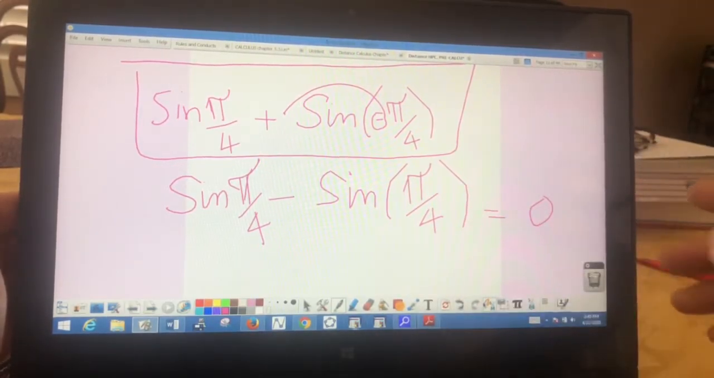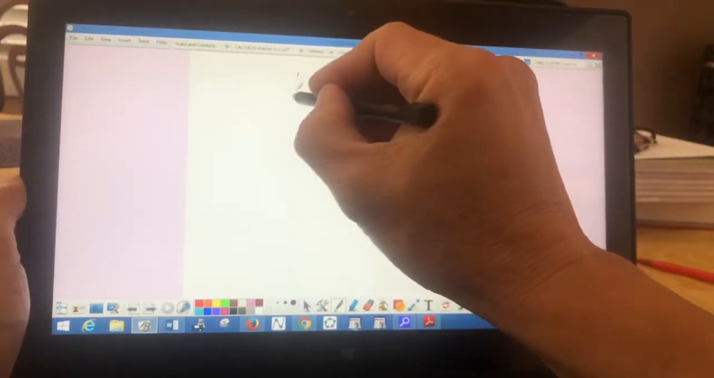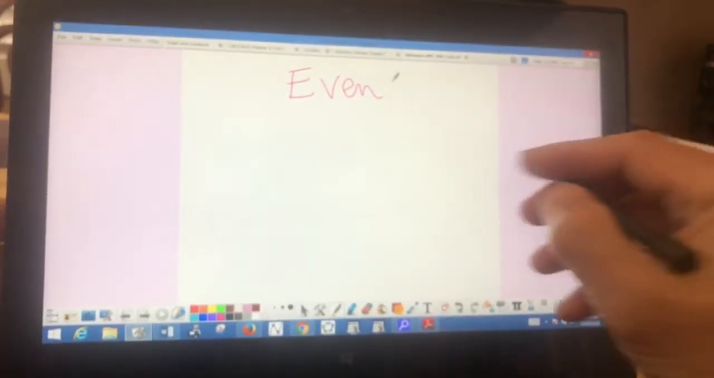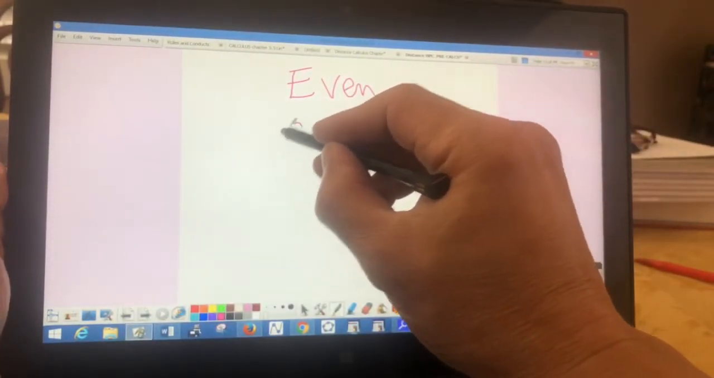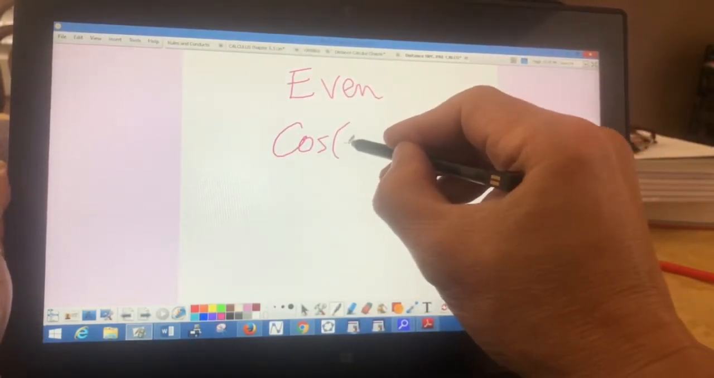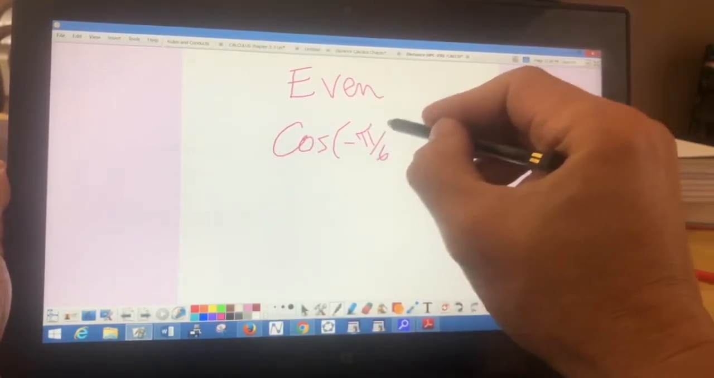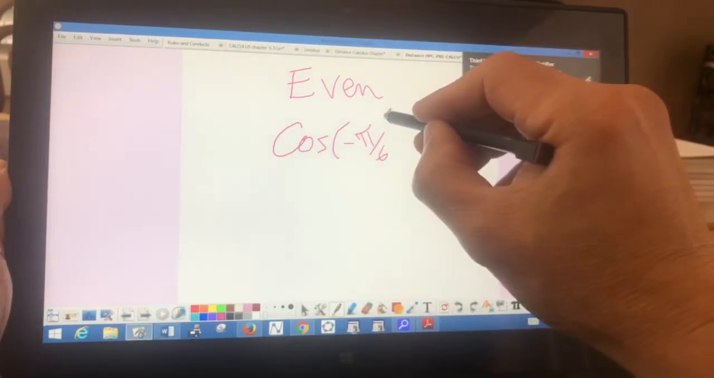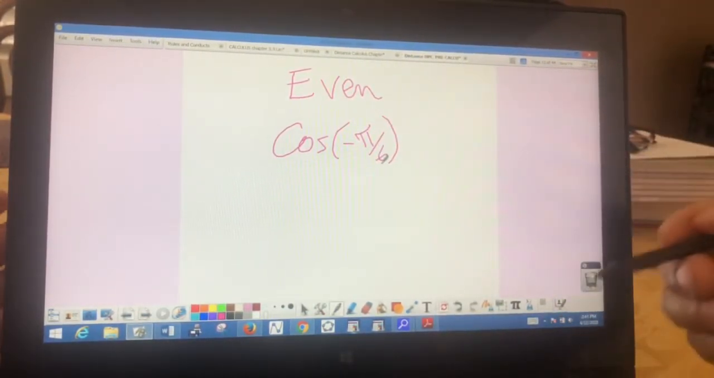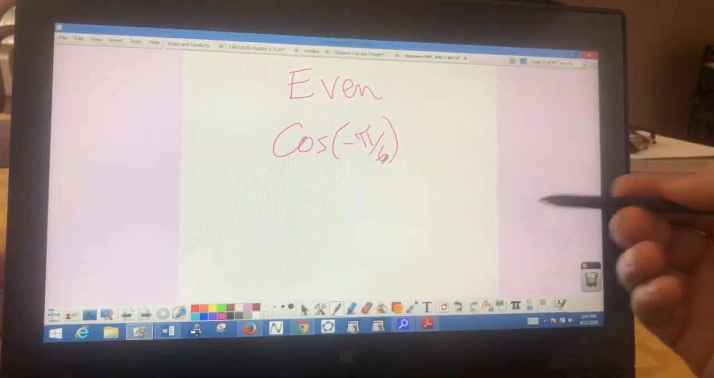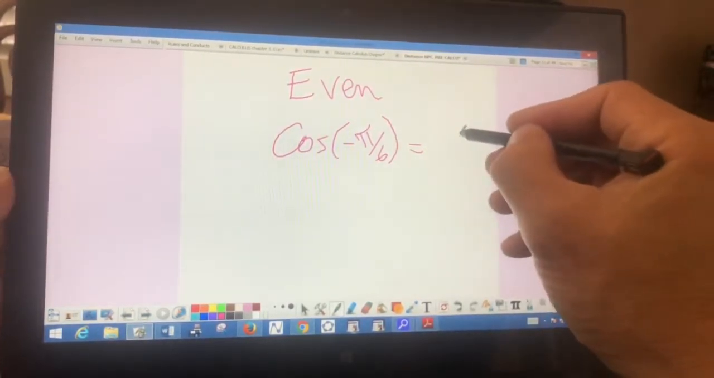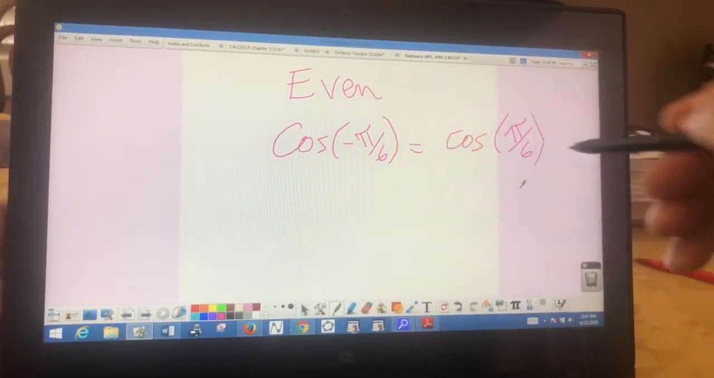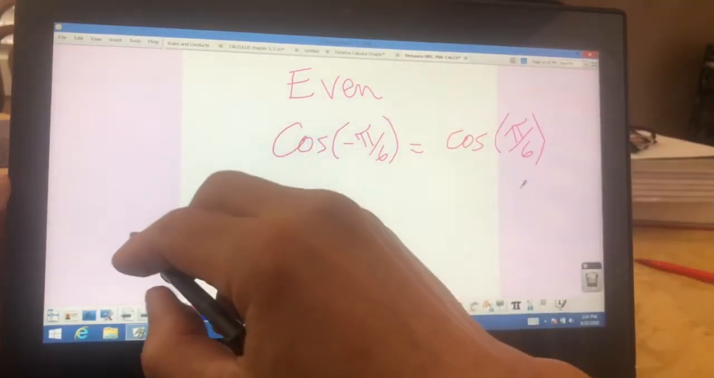All right, so let's look at the even function. The even function, so let me write that here. I hope you can see. The even function is the cosine function. So for example, if I have cosine of negative pi over 6. Now, remember the word even, just like an even exponent? It's kind of taking out your negative. The negative in the even exponent doesn't really matter. So this is the same as cosine of pi over 6. Like that. Okay? I'll give you an example.